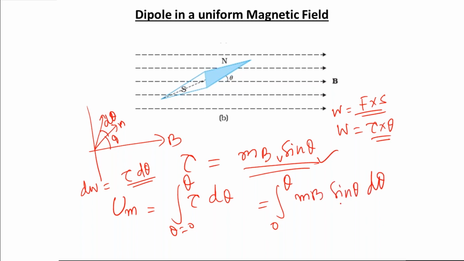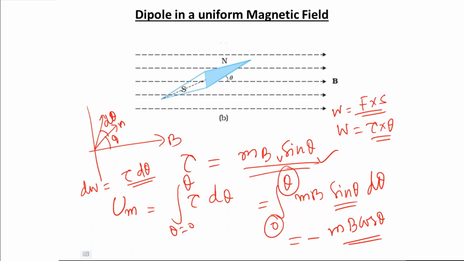So integration over this will be giving you a minus cos theta. So this will be mB minus mB cos of theta. Okay, so this is the magnetic potential energy, the magnetic potential energy to rotate a dipole from one angle to a certain angle. So I have taken the initial angle as 0 to some angle theta.